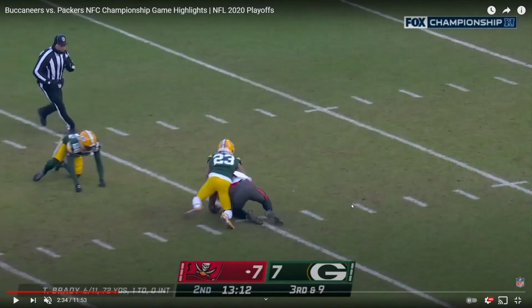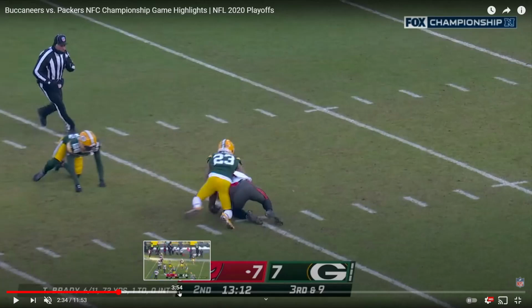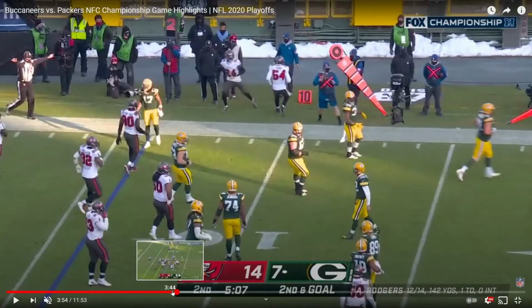But really, there's no reason why you shouldn't be running deep with that guy. Because the idea in man coverage with that deep safety is to get a double team on anyone over the middle. So it ends up they go and get the touchdown on that very drive. Packers go and drive down the field, however.